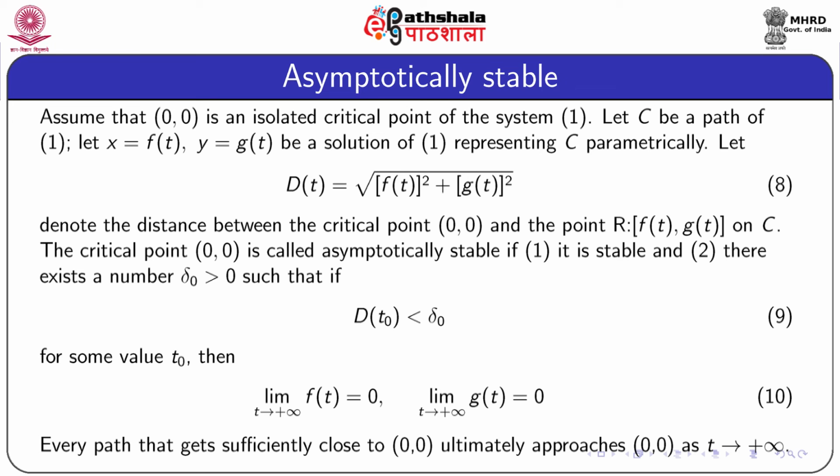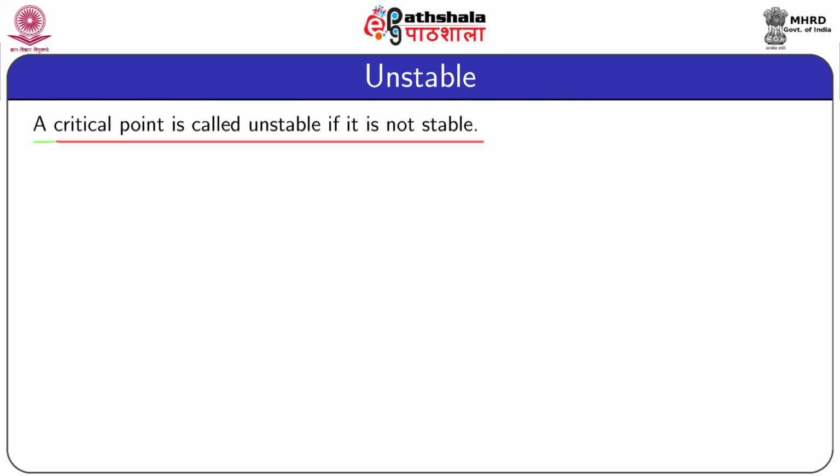So, the basic difference between stability and asymptotic stability is that if it is asymptotically stable, it has to be stable, and along with that there is a second property which says that if the path gets sufficiently close to (0, 0), it ultimately has to approach the point (0, 0) as t tends to plus infinity. And at the end, a critical point will be called unstable if it is not stable, which means that if it violates any of the properties of stability, then we say that the system is unstable.